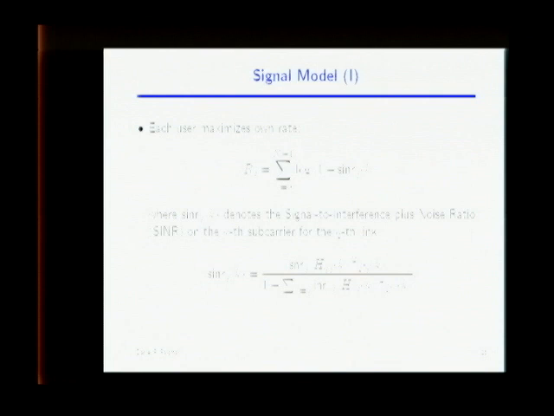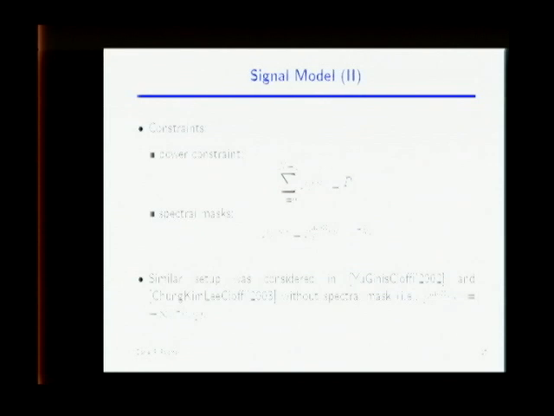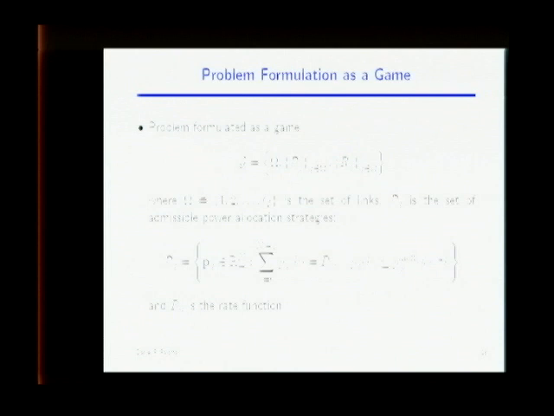So each user wants to maximize his own rate. What is that SNR Q on the right hand? Yeah, it's just some definitions, scaling factors, for convenience. But let's not get into that. Okay, what are the constraints? Well, each user has a power constraint, and then spectral masks. And as I said before, this setup was considered in 2002 already.